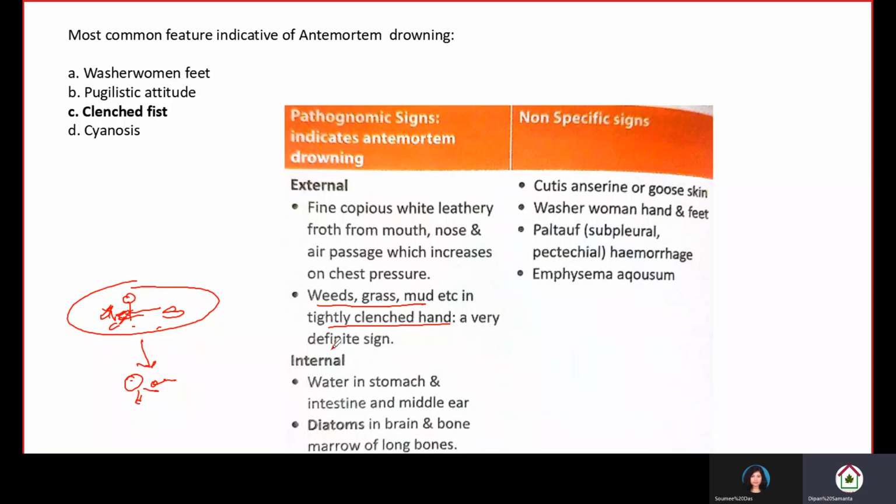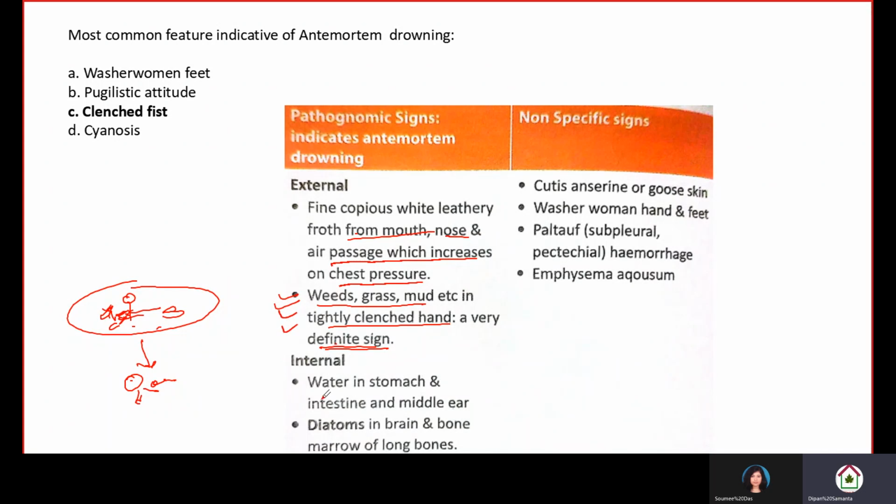A very definitive sign, very definite sign. It shows this is antemortem drowning. Next, find copious white leathery froth from mouth, nose, and ear passages, which increases on chest pressure.